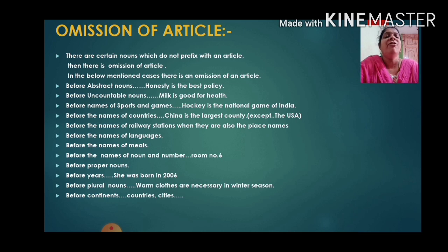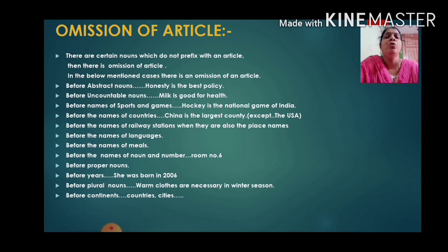Next one. Before the names of languages like Hindi, English, Telugu. We don't say the Telugu. We just say Telugu is our regional language. In such a way we say. Before the names of meals. Meals we know: breakfast, lunch, dinner. I should have my dinner. We generally just say dinner or lunch. We don't say the dinner or the lunch.